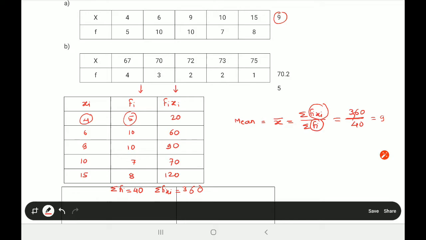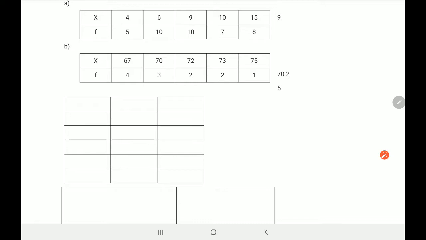Okay, so can we try the other one? This was simply the revision, so that's the reason I'm not wasting so much time on this. Okay, so let's continue with the next part.